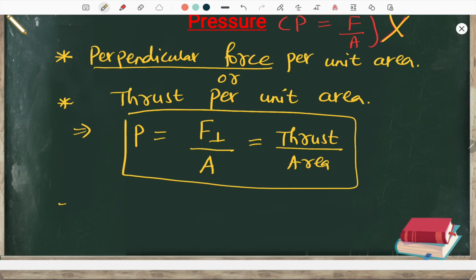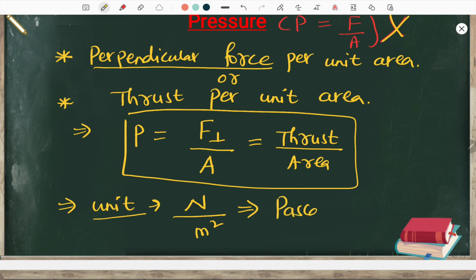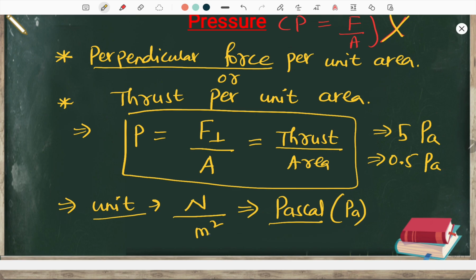Alright, now what is the unit of pressure? Look at this. Now this perpendicular force means this is Newton only, no? So this is Newton per meter square, and this is known as Pascal. Pascal was a scientist. To pay respect to him, this Newton per meter square is named Pascal, and usually we represent it as Pa. Whenever we are saying pressure, we'll say 5 Pascal, or 0.5 Pascal. Pascal is nothing but Newton per meter square.